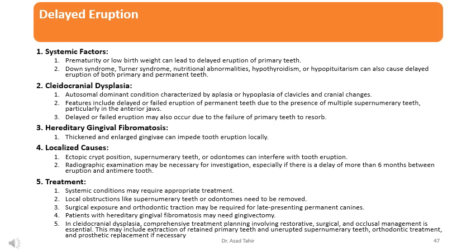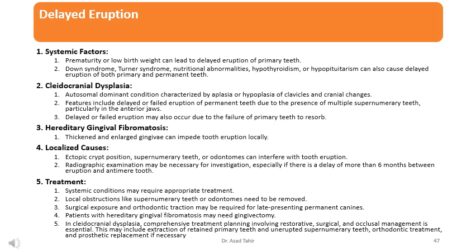Hereditary gingival fibromatosis. Thickened and enlarged gingivae can impede tooth eruption locally. Localized causes. Ectopic crypt position, supernumerary teeth, or odontomes can interfere with tooth eruption. Radiographic examination may be necessary for investigation, especially if there is a delay of more than 6 months between eruption and the antimere tooth. Treatment. Systemic conditions may require appropriate treatment.